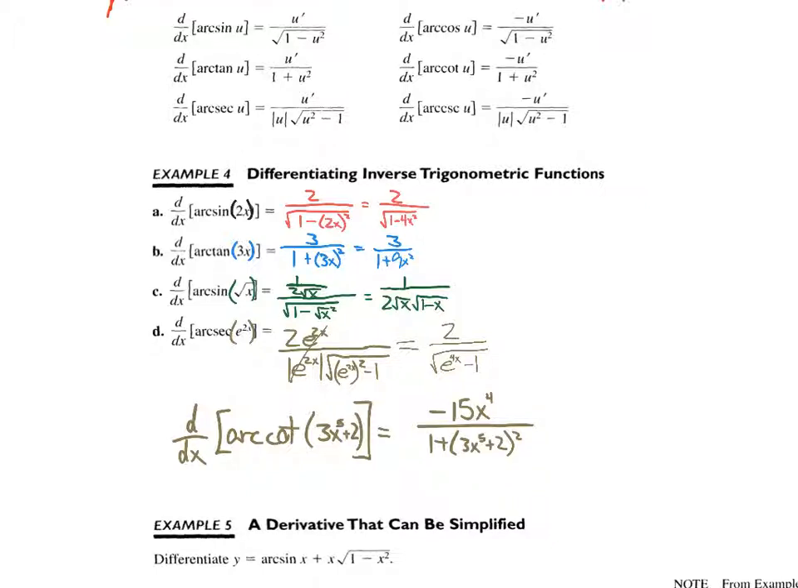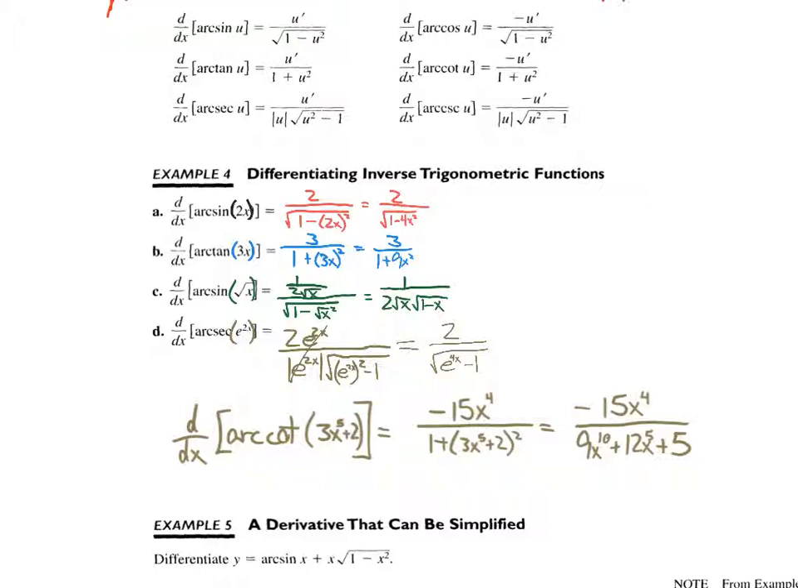And then if you want to combine the 1 with that, just so that it all goes together, negative 15x to the 4th over 9x to the 10th plus 12x to the 5th plus 4 plus 1, so plus the 5 on the bottom. And that would be fully simplified. Okay?